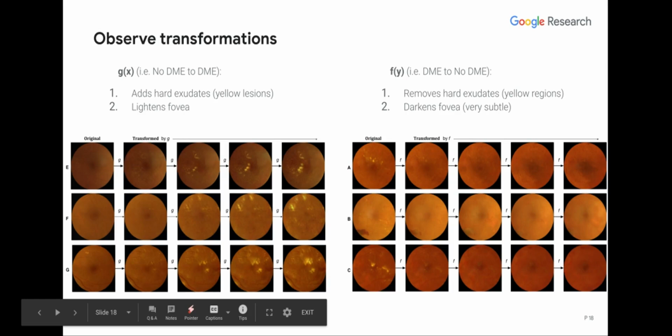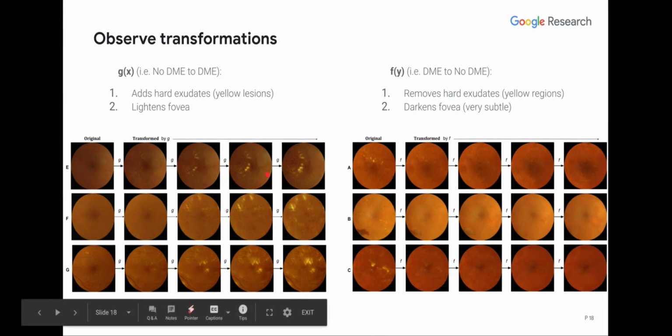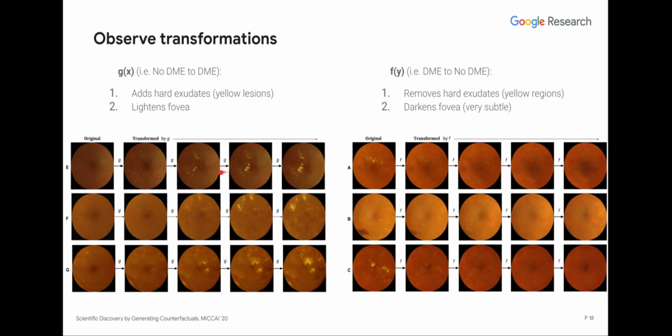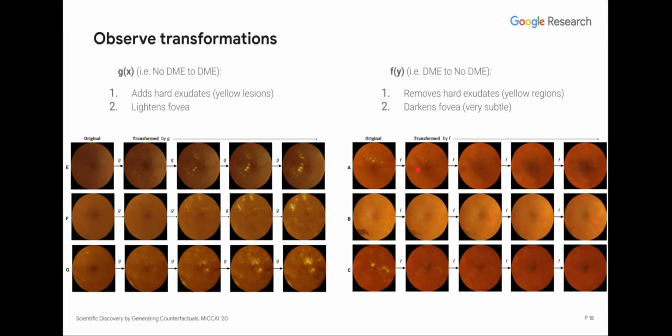Retina specialists observed several such transformations and identified two key features that the model is looking at. Here are a few examples for the no DME to DME transformation. And we can observe that the model tends to add yellow lesions. So there are no yellow lesions here. And as we apply the transformation to make these no DME images DME, we see that the model adds yellow lesions. And here, from the DME to no DME, it tends to remove these yellow regions. These are known as hard exudates. The model also tends to lighten or darken the fovea, which is very subtle.